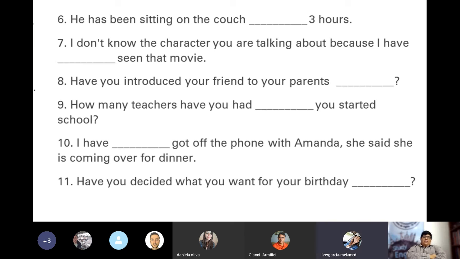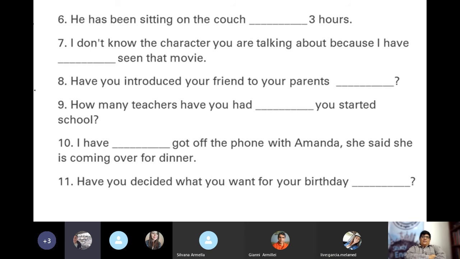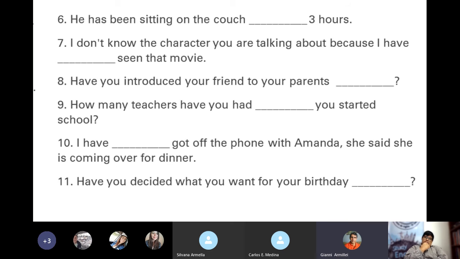Number 8, Silvana. Have you introduced your friend to your parents yet? Yes, okay. Number 9, Carlos. Let me see. How many teachers have you had since you started school? Yes, perfect. Number 10, Diana.